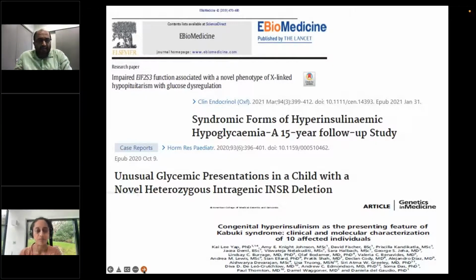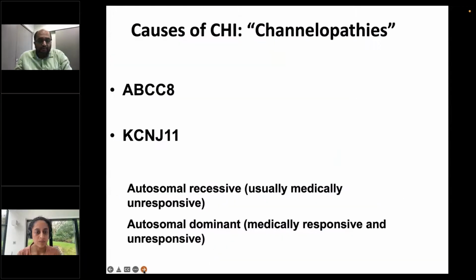And this is where I'm showing how different types of children with different conditions present with hypoglycemia or hyperinsulinic hypoglycemia. When we talk about the first two genes, the reason I wanted to mention them is that they are more common in genetic mutation in hyperinsulinism, but also it determines the investigations and treatment. So mainly these two genes are involved in insulin secretion, which is the ABCC8 gene and KCNJ11 gene.